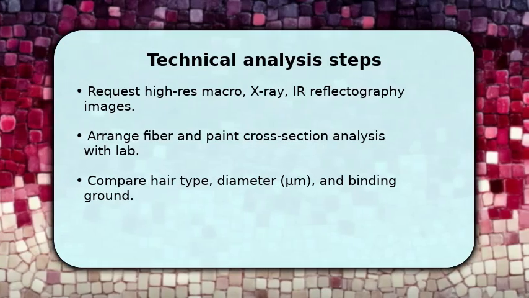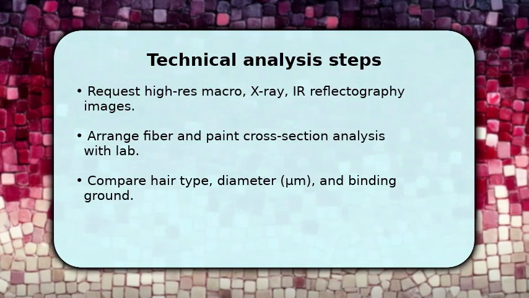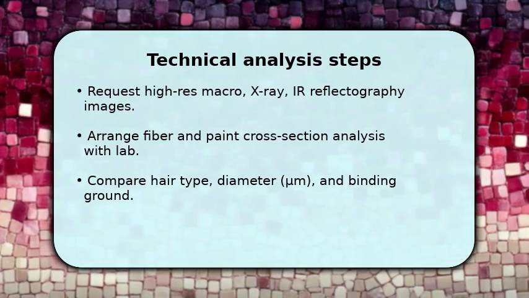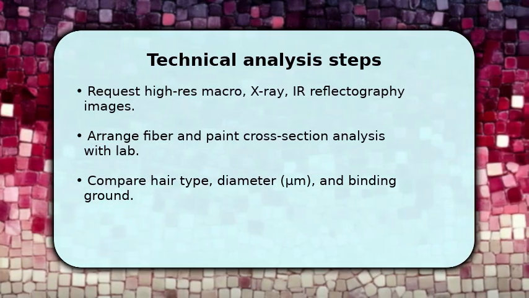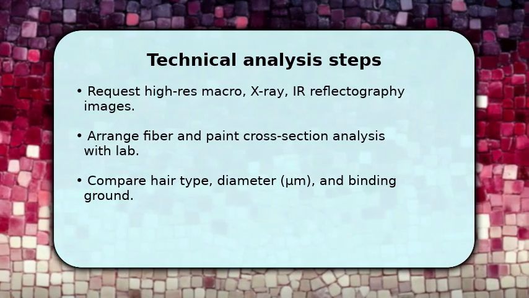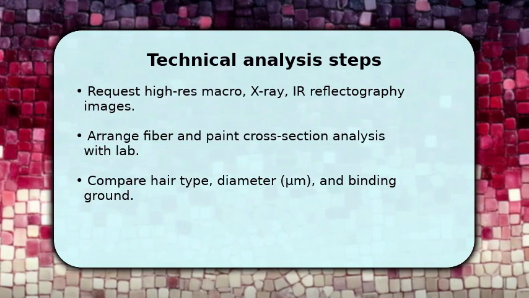You next move into technical verification. Obtain high-resolution macro photos and X-ray/infrared scans to spot brushstroke edges and embedded fragments. Then coordinate with a conservation lab to run fiber identification and paint cross-section sampling. This reveals hair type, diameter, and how bristles interacted with ground layers.